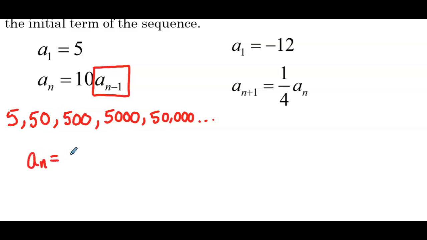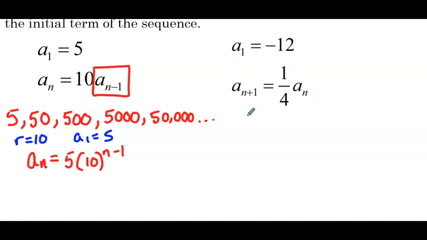So a sub n equals, well, the common ratio in this was 10. The first term was 5. So we have 5, and the base is 10 to the n minus 1. Our next recursively defined sequence, we have a sub 1 equals negative 12. A sub n plus 1 equals 1/4 times a sub n.